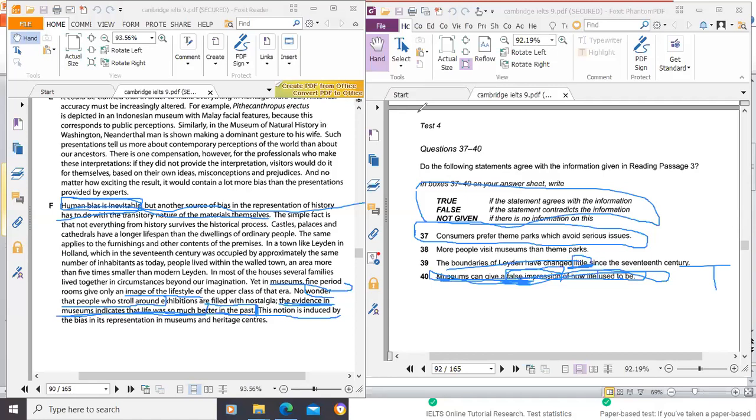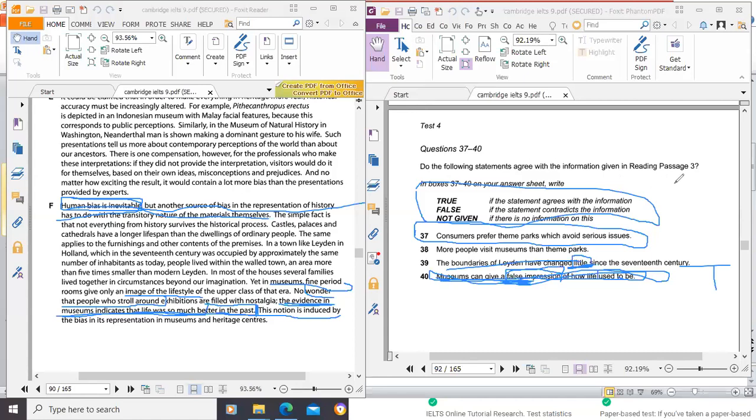But I really want you to differentiate the tips or methods of tackling true, false, not given from that of yes, no, not given. Presently, I don't really have issues with true, false, not given. But yes, no, not given, I tend to tackle the way I tackle true, false, not given.